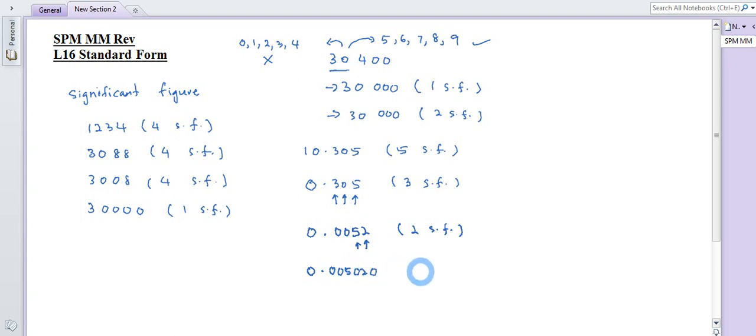One more: 0.005020. Which one is the first one? This is the first one, second, third. How about this one? The zero at the back for a decimal is considered a significant figure. So we have 1, 2, 3, 4. In total, we have 4 significant figures. I think this one should be no problem, right?